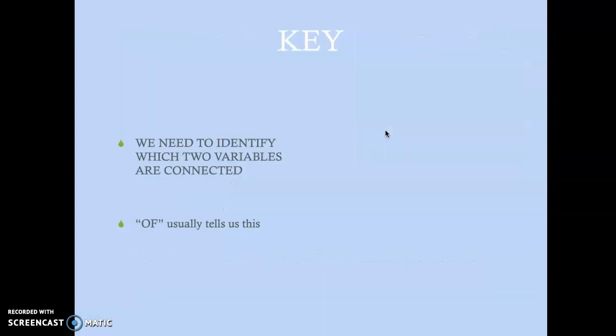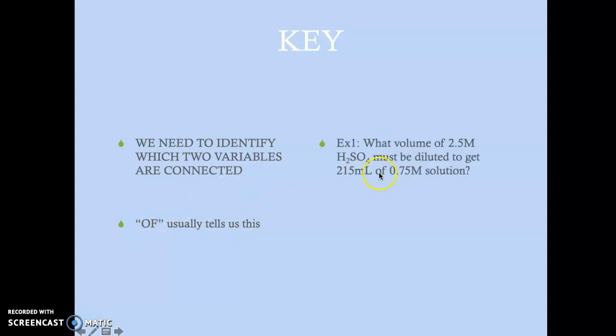The main idea for the example problems is that when I see the word "of," that tells me that those 2 variables are connected. So what volume of 2.5 molar must be diluted to get 250 milliliters of 0.75? So these 2 are connected. Those are the 2 that I'm going to multiply, and I'm going to divide by the third.